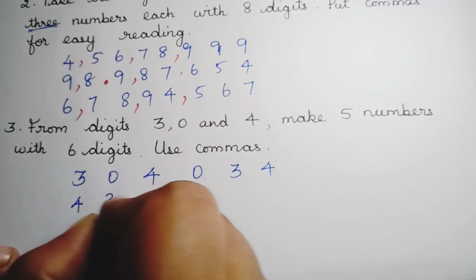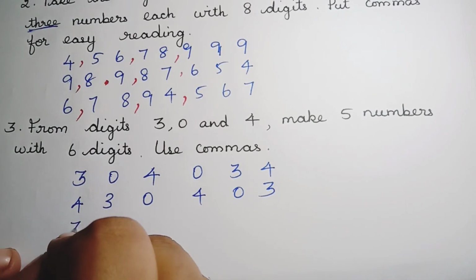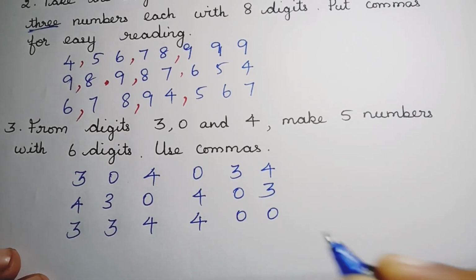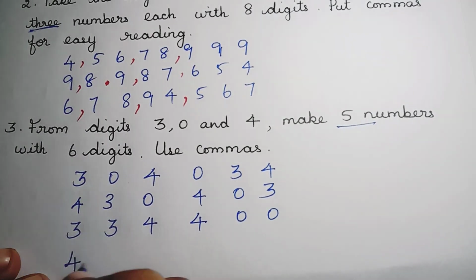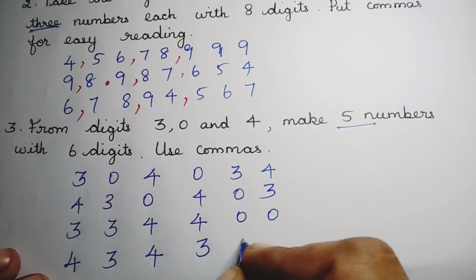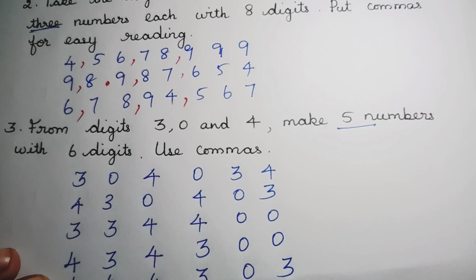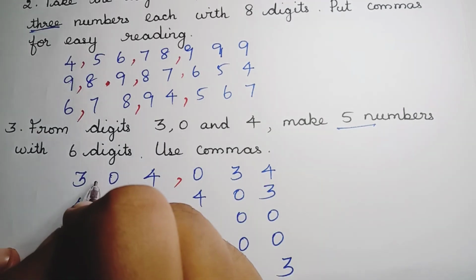So 430403. Then 334400. So you have to make 5 numbers. So 2 more numbers you have to make. 434300. So 44303. So we have written 5 numbers with 6 digits. Now we are asked to put commas. So how will you put commas? First, after 3 digits, you have to put a comma. Then after 2 digits.